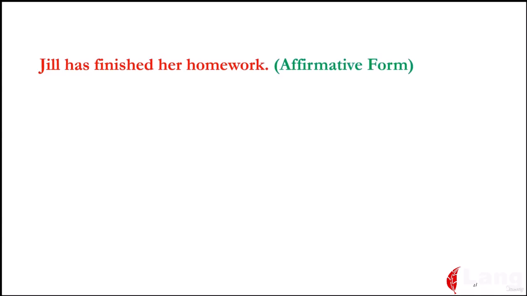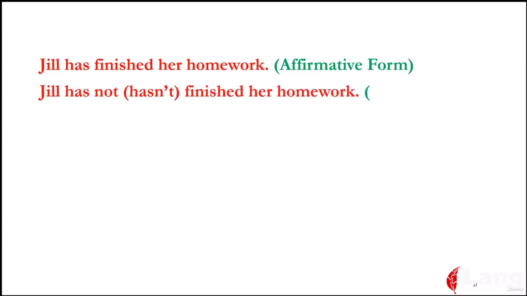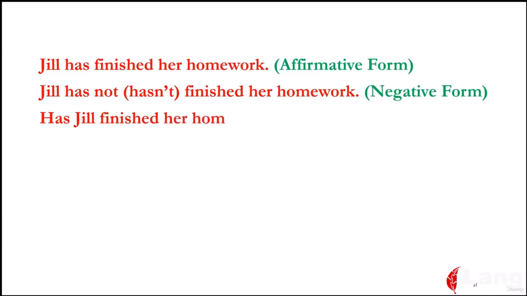Now consider this example. Jill has finished her homework. This is the affirmative form. The negative form is Jill has not finished her homework. The interrogative form is has Jill finished her homework?